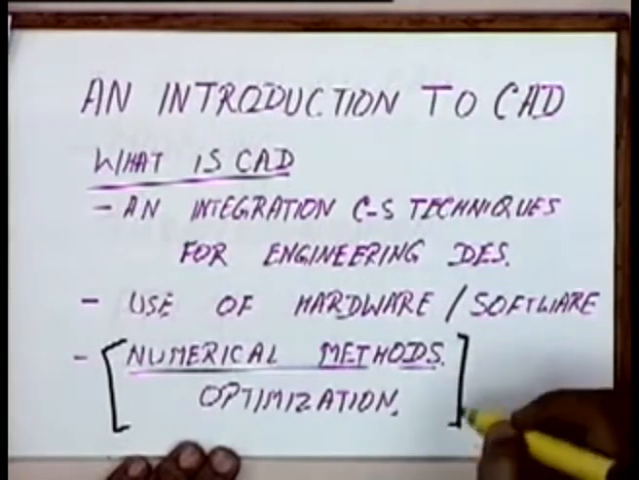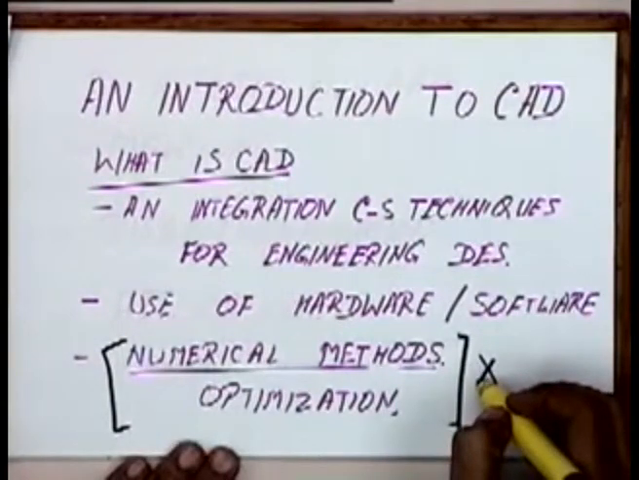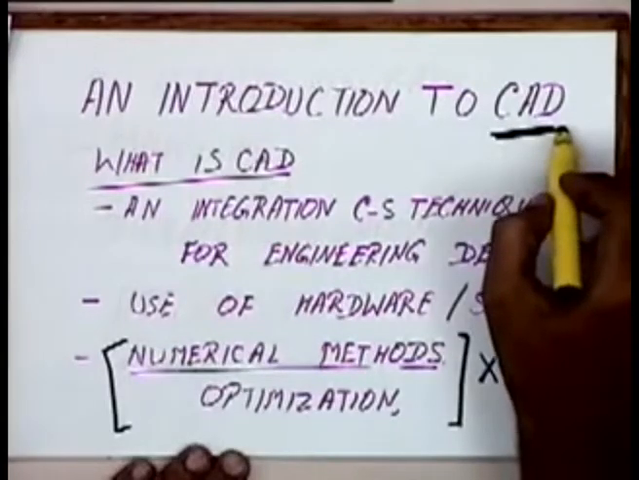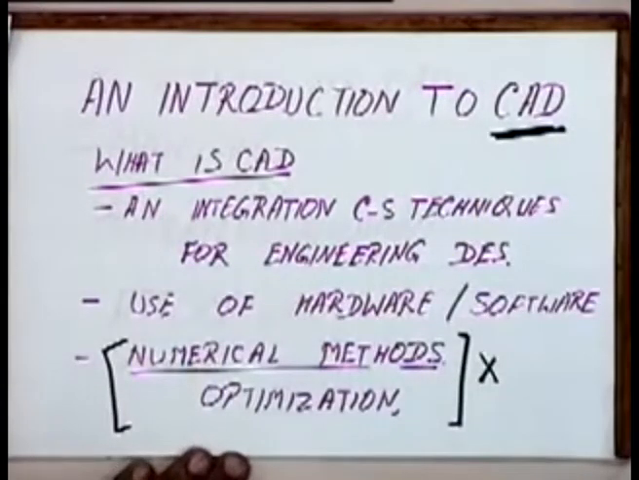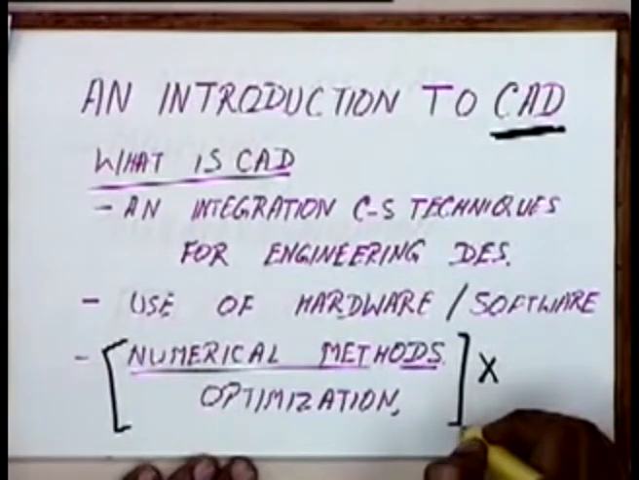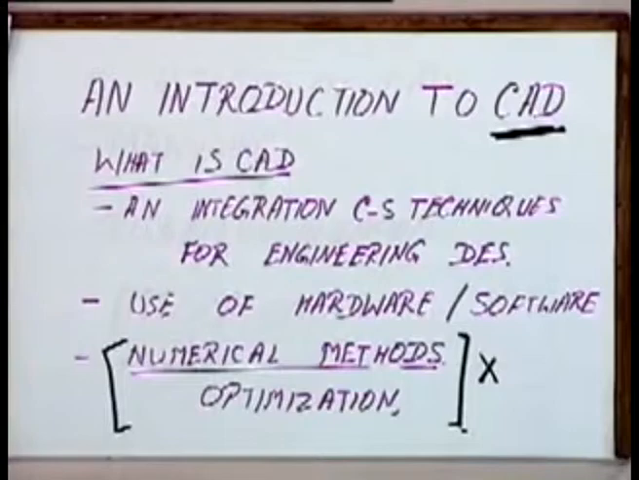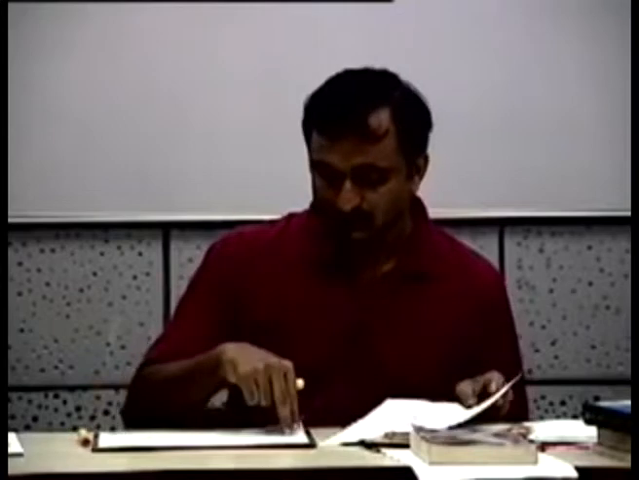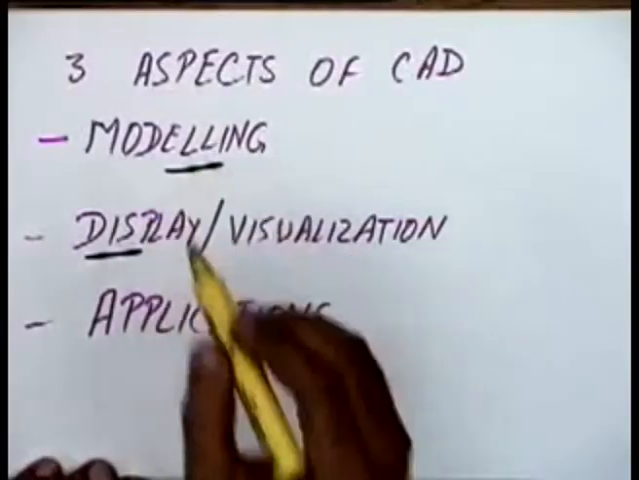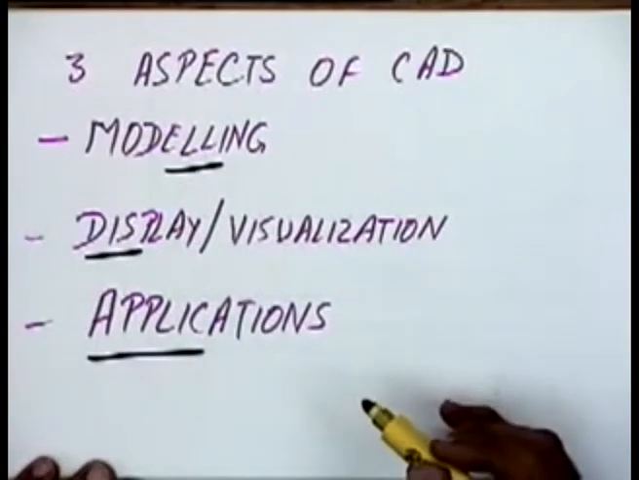But as a part of this course, we will not be touching upon this part. In this course, we will essentially be talking of computer aided design as starting from a CAD model. We will be talking of modeling and its applications. We will not be going into numerical methods, optimization, and other such techniques. So, this course is going to talk mainly of computer aided design as consisting of modeling, as consisting of its use in display and applications.